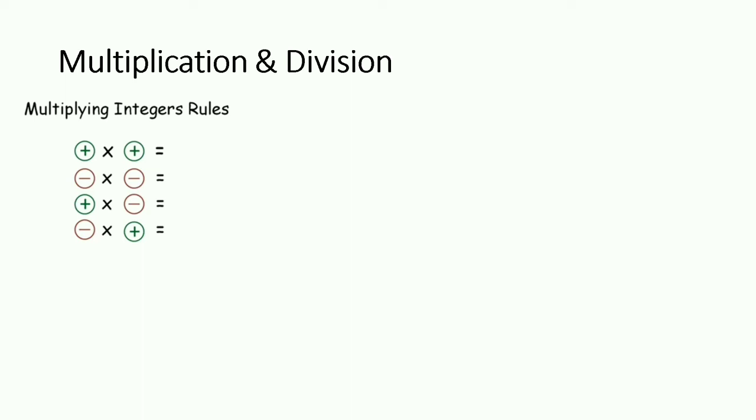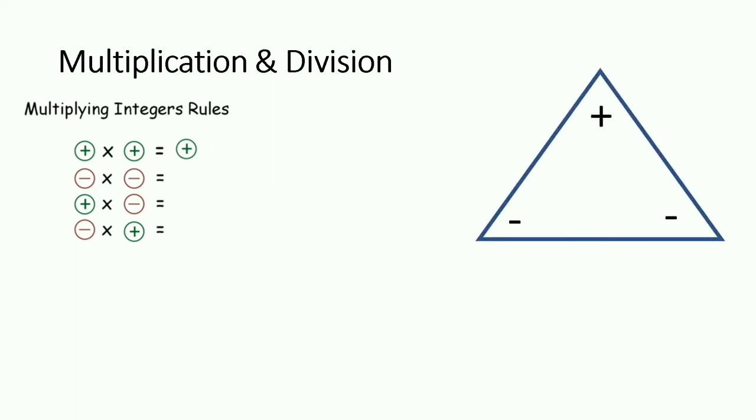Let us look at the multiplying integer rules in a different context, because some students may prefer another mechanism to recall these rules. Another way of recalling these rules is the use of our multiplication or division triangle. This is our multiplication or division triangle. Here we have a triangle with two negative signs and one positive sign. The thing with this triangle, you must remember the first of the four multiplying integer rules.